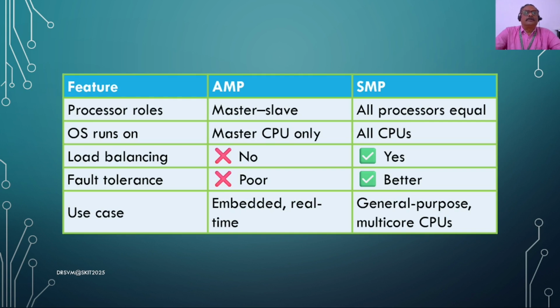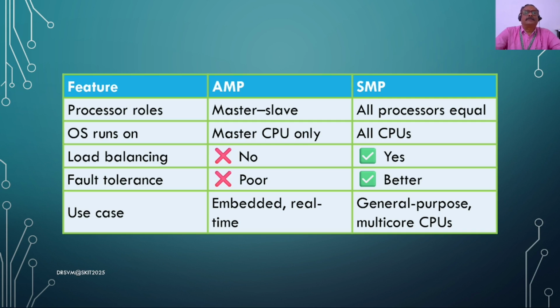So overall, what you can see is the features of asymmetric and symmetric. If you look at the processor roles, it's master-slave in asymmetric. In symmetric, all processors have equal rights. The operating system runs on the master CPU only in case of asymmetric, whereas all CPUs can run the operating system in symmetric. There is no load balancing possible in asymmetric, but yes, load balancing is possible in symmetric. No fault tolerance in asymmetric multiprocessing, but in symmetric multiprocessing, fault tolerance is far better.